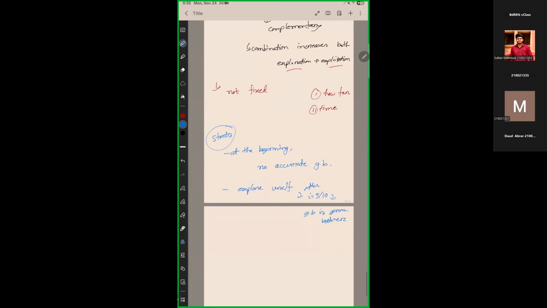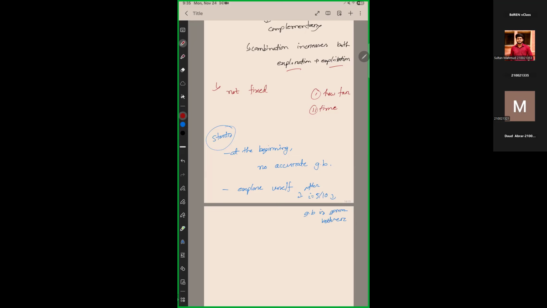When your algorithm starts, at the initial position, you don't really have any accurate global best because you just started. So at the start time, every particle should explore by themselves. Then after you keep exploring for 5 or 10 iterations, they are going to find some local best that is much more accurate. So from all the local bests that you have, the global best that you find is going to be good. Are you following?